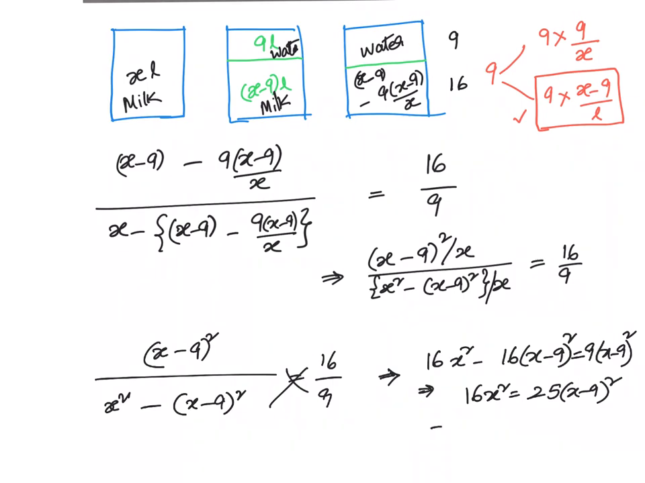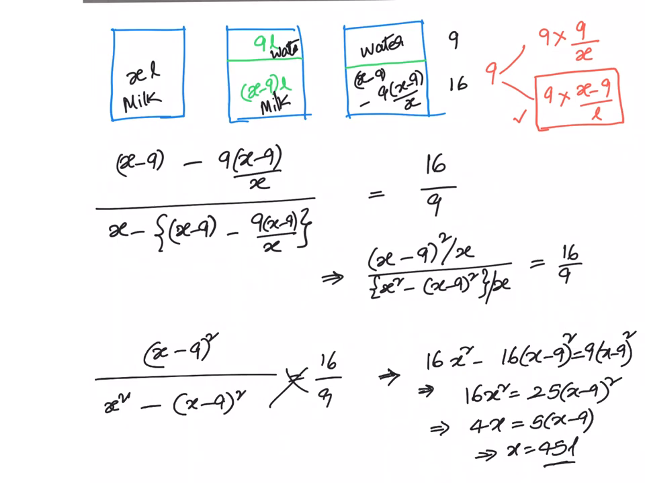Taking square root on both the sides, we have 4x equals to 5 into x minus 9. Let us simplify that. We will have x equals to 45 liters. So the capacity is 45 liters. Now let us verify whether this is correct or not.